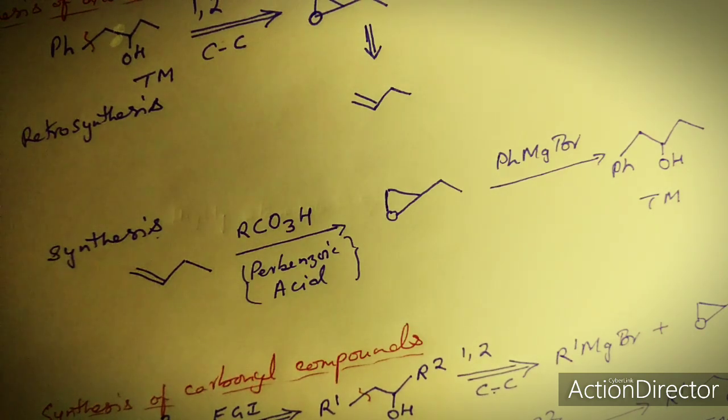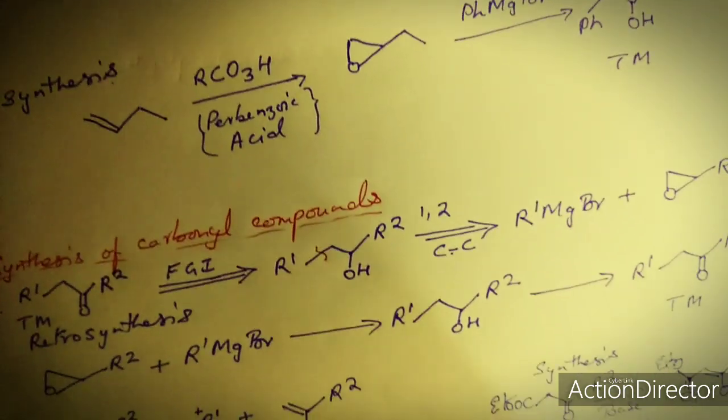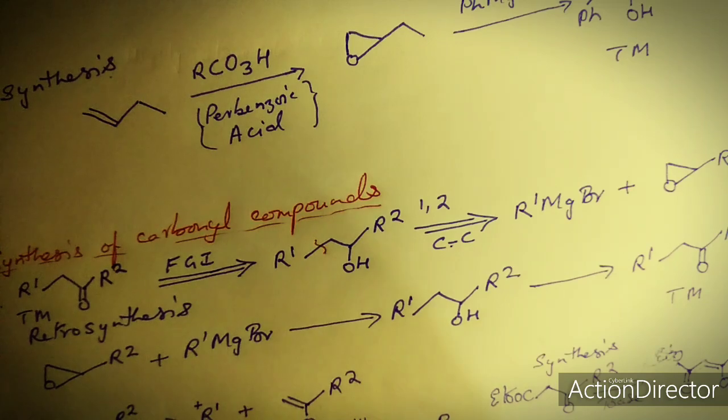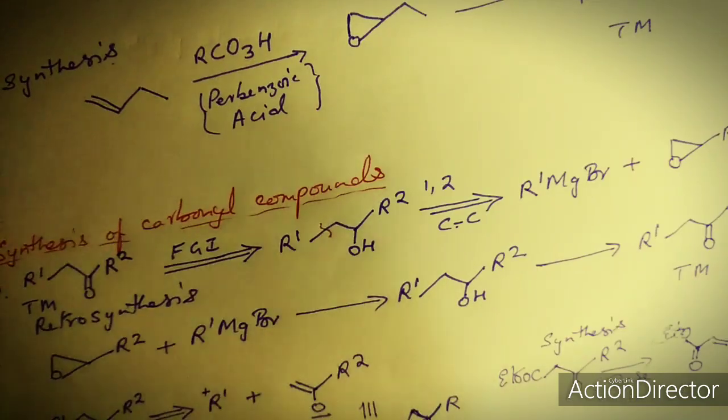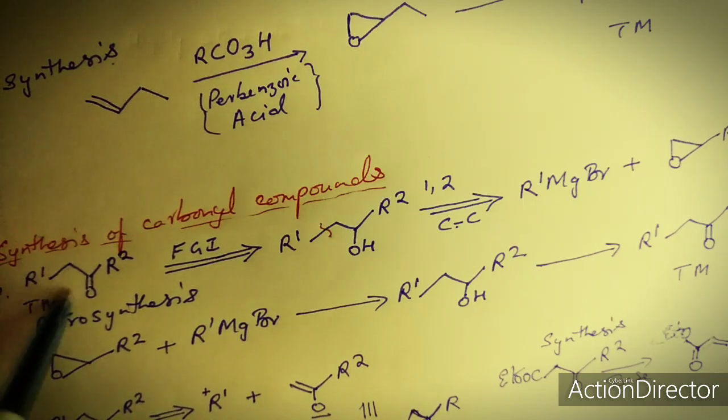Now let's see the synthesis of carbonyl compounds similarly by these sorts of disconnections. Now we are talking about 1,2. So this is our carbonyl compound, disconnected. This is 1, this is 2. So two carbons away, carbon 1, carbon 2. So again we will be getting what?